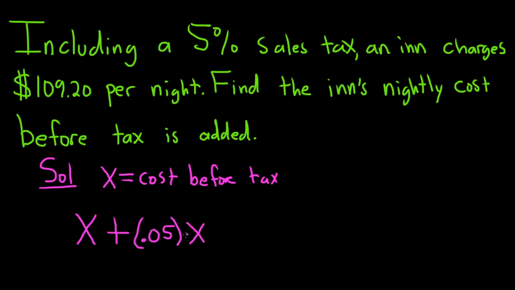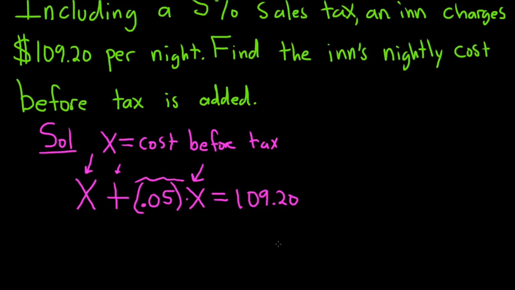So of means multiply in mathematics. So this whole expression here is the cost with tax. So the cost with tax is going to be equal to the cost before tax plus the actual tax. So 5% of the cost before tax. And this is equal to the cost with tax. So $109.20. So this piece here, just to be really clear, I'm going to put it in a box.